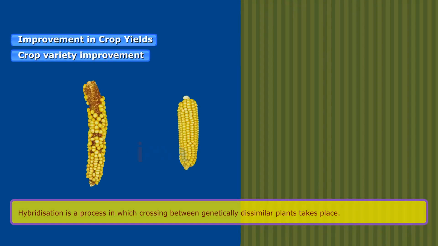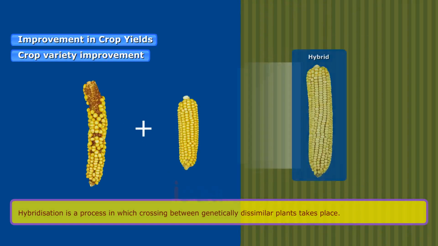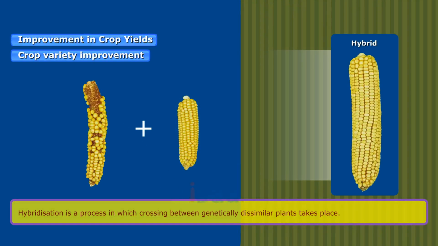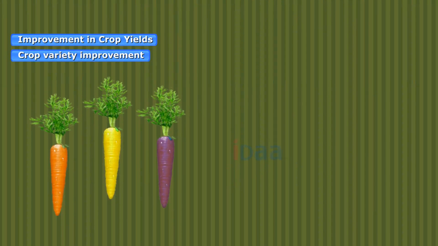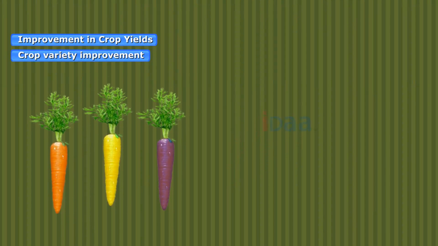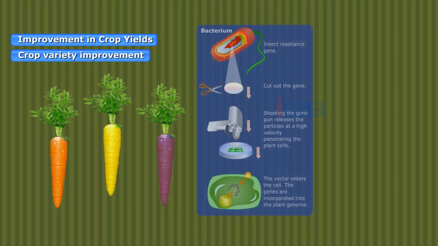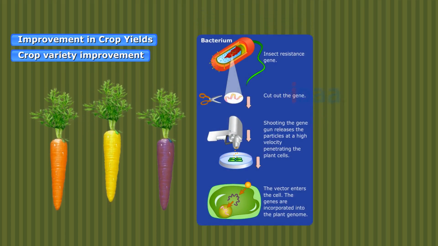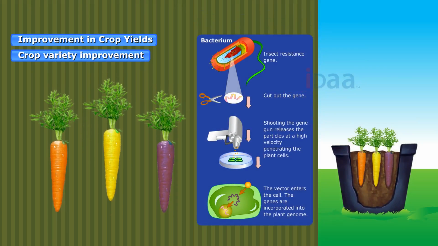Crop variety improvement. Hybridization. Hybridization is a process in which crossing between genetically dissimilar plants takes place. In the hybridization process, the crossing may be between different varieties or between two different species of the same genus, by introducing a gene that would provide the desired characters.